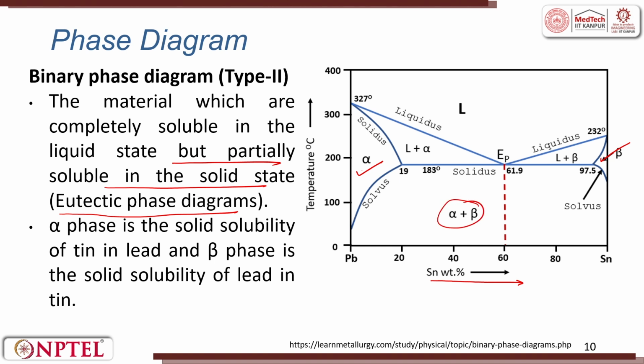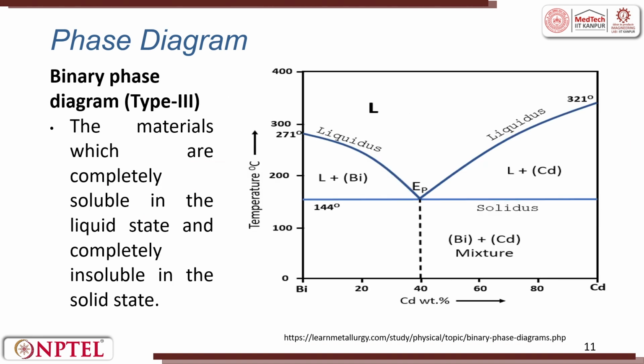existing together. Then comes type 3, the materials which are completely soluble in the liquid state and completely insoluble in the solid state. So, this becomes my type 3, and this is an example of bismuth cadmium, where we have liquid here and here we have the reaction, and bismuth and cadmium mixture exists here in solid state. So, they are completely insoluble here.